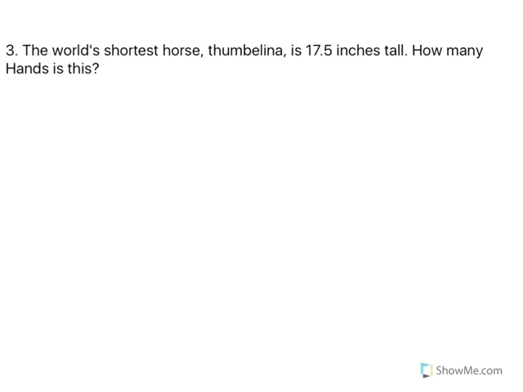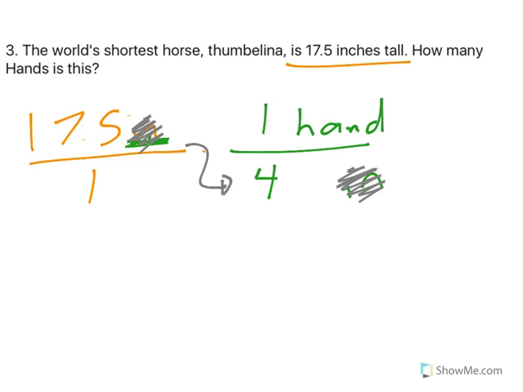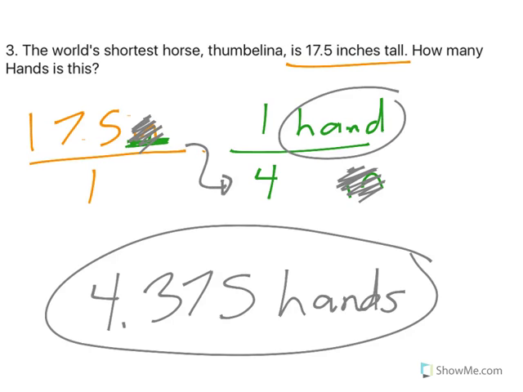The world's shortest horse, Thumbelina, is 17.5 inches tall. How many hands is this? So now I start with 17.5 inches, put it over 1. When I look at my other piece, I look at my label, inches. Inches on top means I'm going to put inches on the bottom. So I'm going to use 4 inches is 1 hand. That makes the inches label go away. And now since the 4 is on the bottom, I'm going to divide. 17.5 divided by 4 is 4.375, and my label is hands, right? Because that's the label that's left.